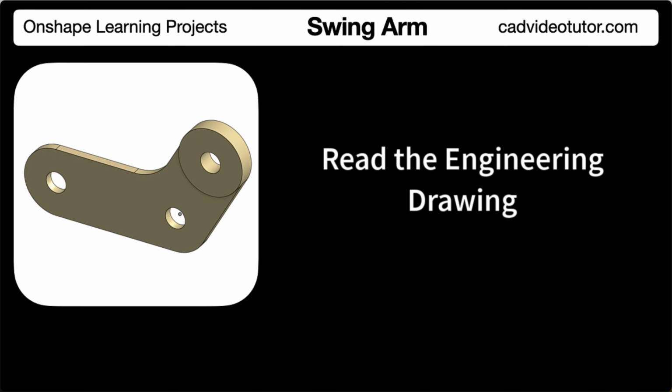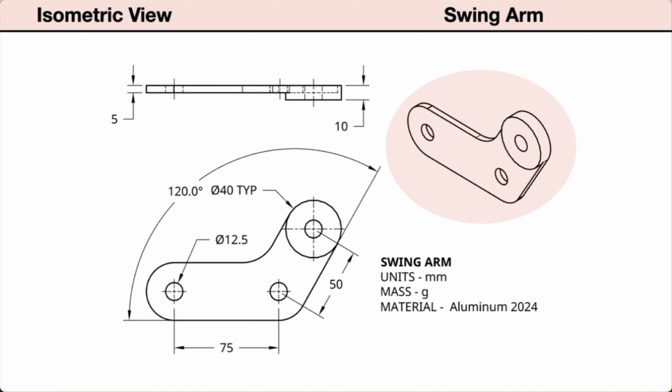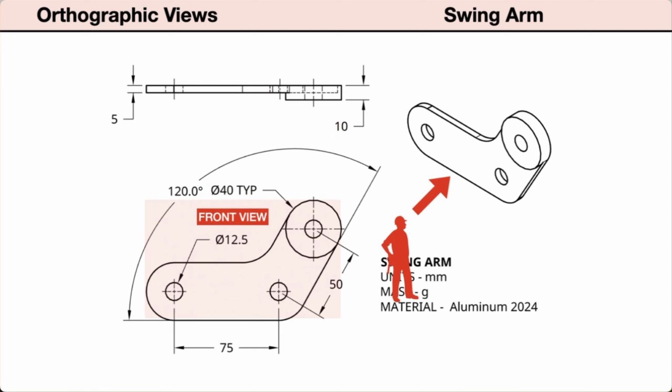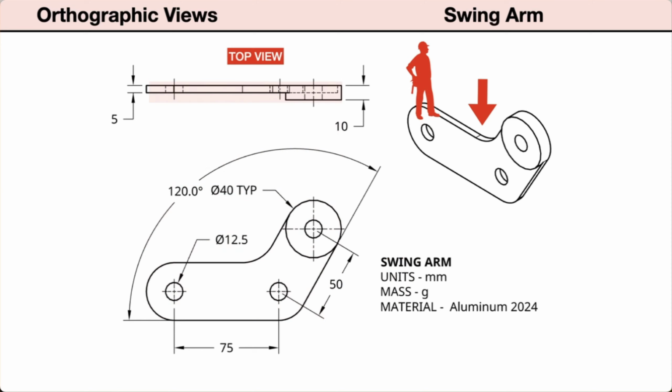In this segment, we'll read the engineering drawing for the swing arm. Let's start by identifying the views provided in the drawings. First, there is an isometric view showing the swing arm as a 3-dimensional pictorial. Next, 2 orthographic views. On the bottom, a front view. Projected above the front view, a top view.